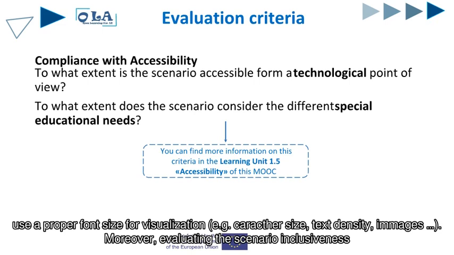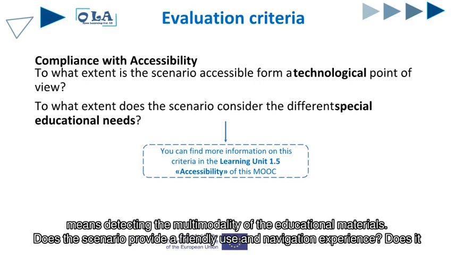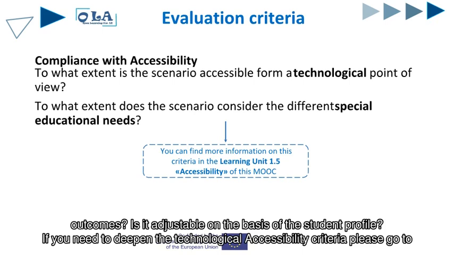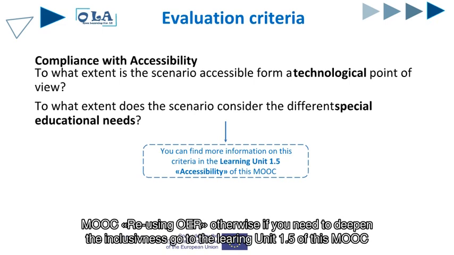Moreover, evaluating the scenario inclusiveness means detecting the multimodality of the educational materials. Does the scenario provide a friendly use and navigation experience? Does it provide a variety of ways in which the students can learn and different levels of learning, without compromising the set learning outcomes? Is it adjustable on the basis of the student profile? If you need to deepen the technological accessibility criteria, please go to MOOC reusing OER. Otherwise, if you need to deepen the inclusiveness, go to the Learning Unit 1.5 of this MOOC.